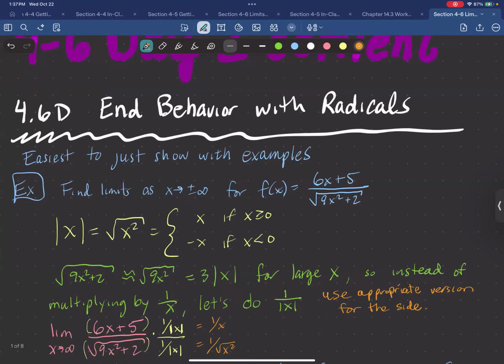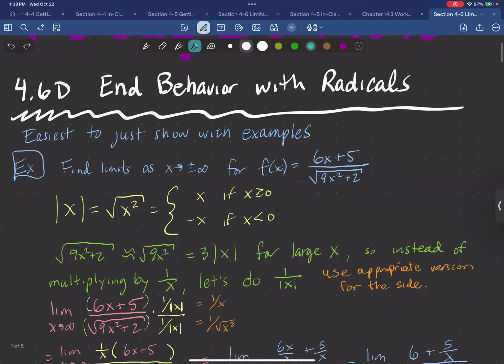So the bottom, we're multiplying both by 1 over absolute value of x. The top doesn't have any radicals in it, so we're just going to use the piecewise version. For x going to positive infinity, we're on this side here, so we're going to use 1 over x. And when we do the bottom, that's where we have the radical, where we're going to use 1 over the square root of x squared. We're going to use this version over here.